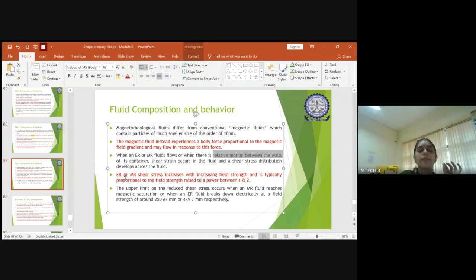And lastly, what I want to tell you is that the ER or the MR shear stress will always increase with respect to the field strength you are subjecting. It could be the electrical field in case of ER and the magnetic field in case of MR, and it is always proportional to the field strength raised to a power between 1 and 2. We will speak about this in the basic model.